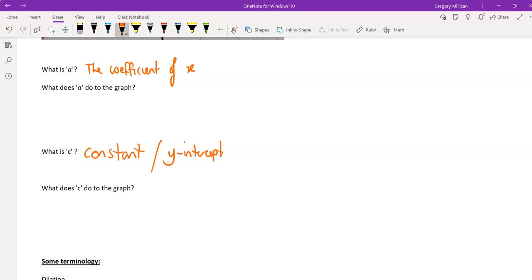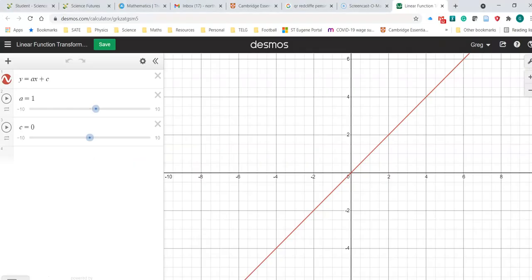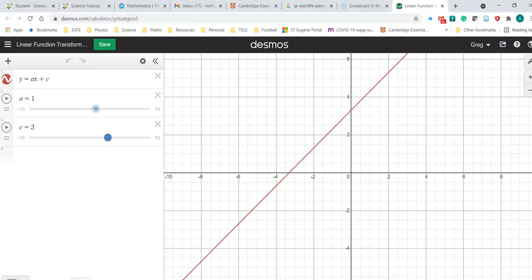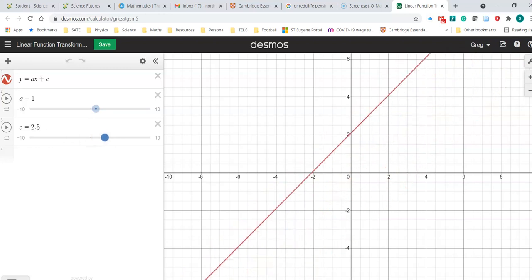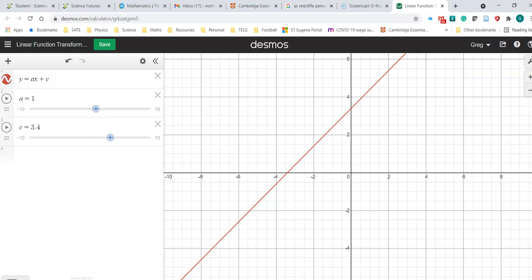So when we explore C, what does changing C in a positive direction do to the graph? It changes the y-intercept. In which direction does it go though? When C is positive, if I move C in the positive direction, the y-intercept goes up. And how far does it go?